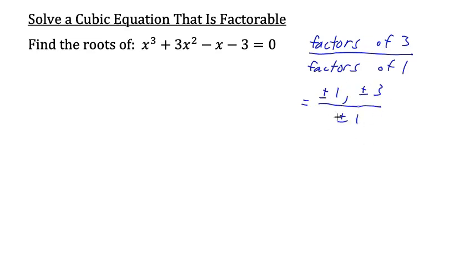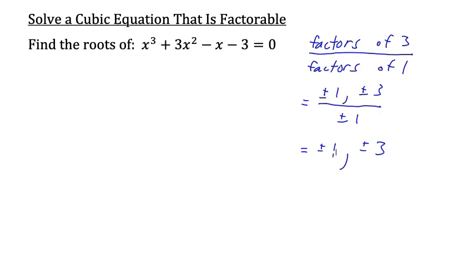All right, let's simplify this a little bit. So we have positive and negative 1 over positive and negative 1. Let's see, that's 1 divided by 1. So that's just 1, or positive and negative 1. And then we have 3 over 1. Well, that's just 3. So here we have 4 possible rational roots. Positive 1, negative 1, positive 3, and negative 3.